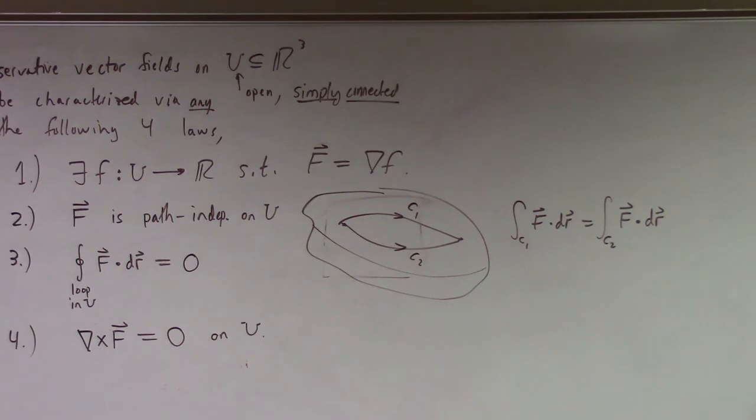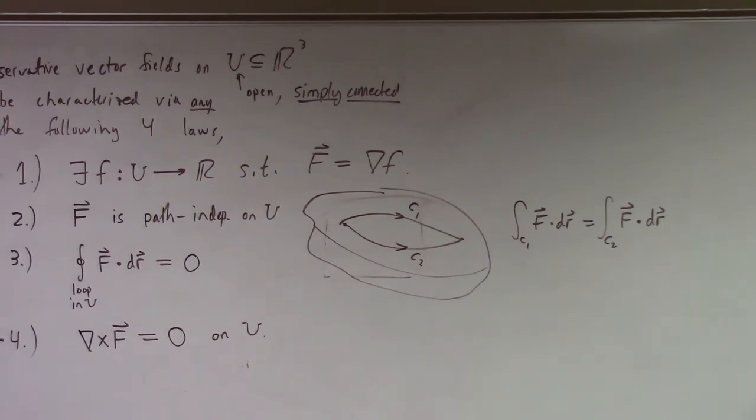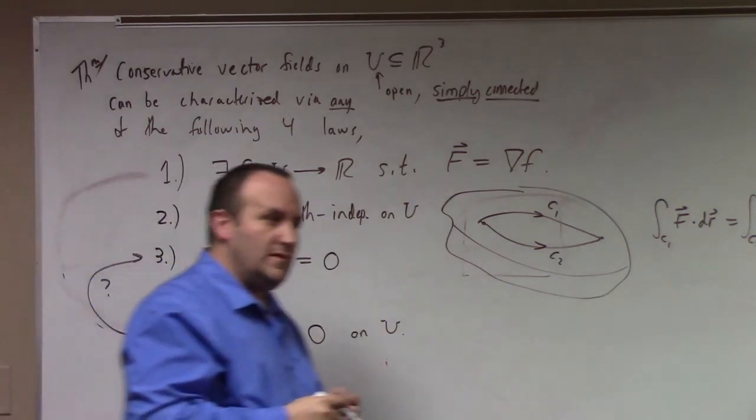Now, it's easy to see that 1 implies 4 because the curl of the gradient is 0. That's a simple thing to work out from just the properties of partial differentiation and definition of the curl. That was not hard for us. But how would we prove that this implies, well, let's not pick on that. Let's try to prove this. 4 implies 3. How do we prove that? Think about it.